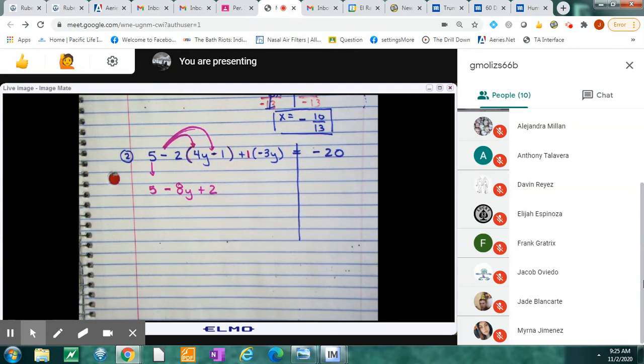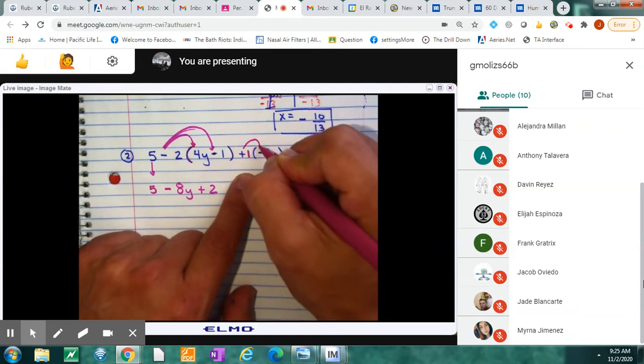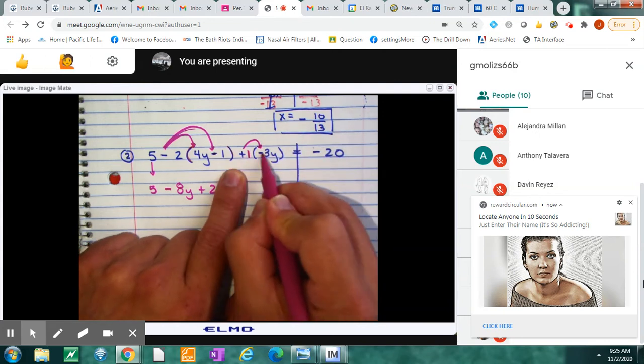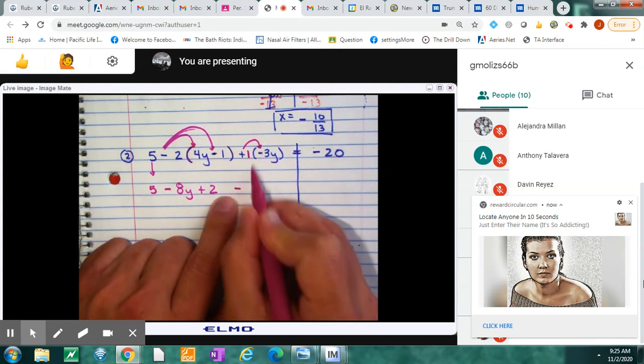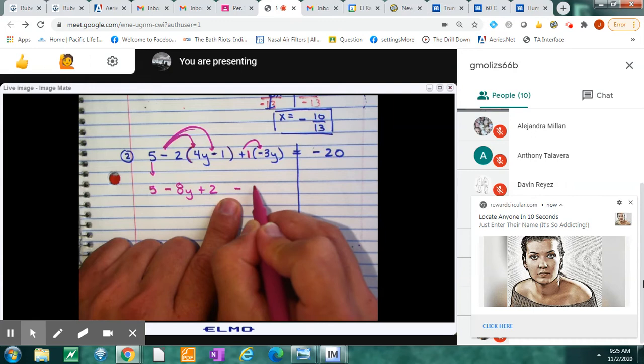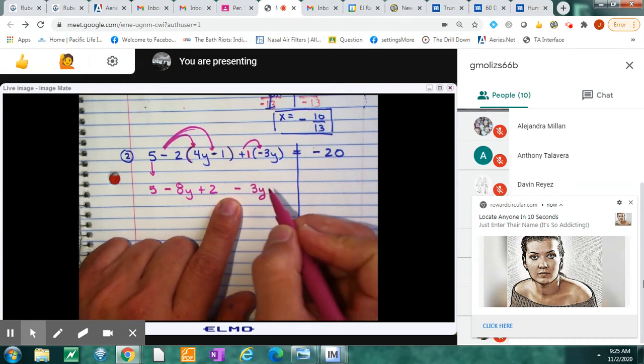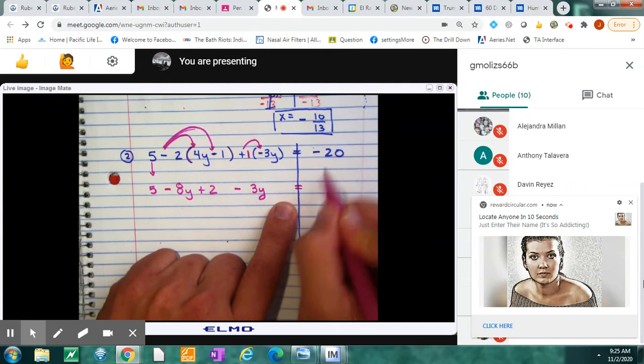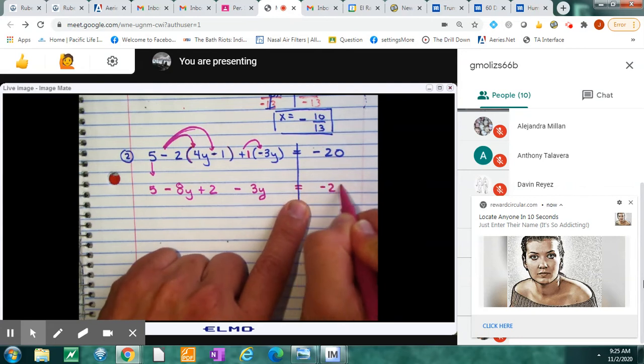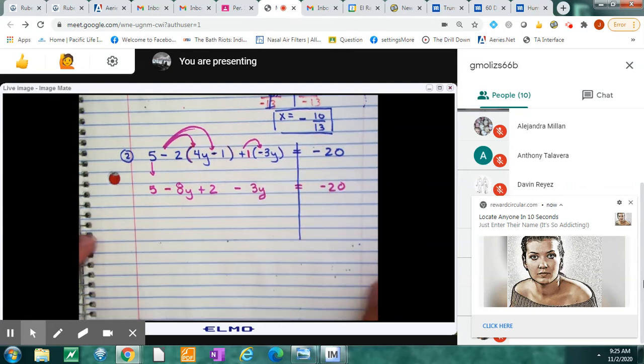Okay, and then for the next one, I could put a 1 right here, just because whenever you multiply, the parentheses disappear after, right? So I'll just put that just in case. So positive times negative is negative, and then 1 times 3y is 3y. Okay, and then I'm going to put the equals there, and then I'm just going to drop the -20, because there's nothing else I could do there.